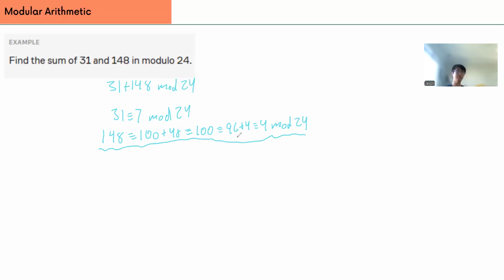When we want to calculate their sum, mod 24, all we need to do is calculate their remainders and add them up. So this is congruent to 7 plus 4, which is congruent to 11 mod 24. So our answer is 11. Does this make sense to everyone?